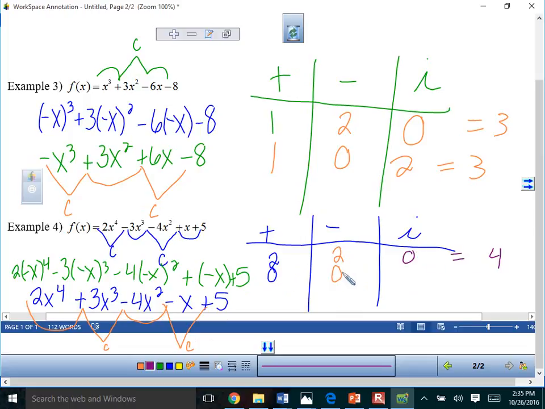If we have 0 positive and 0 negative, then we have 4 imaginary because we need the sum to be 4. We could also have 2 positive and 0 negative. So that's 2 plus 0, which means we're going to have 2 imaginary in order to get the sum of 4 total solutions. And there's one other option, which would be 0 positive, 2 negative, 2 imaginary, which would give us a sum of 4 solutions.